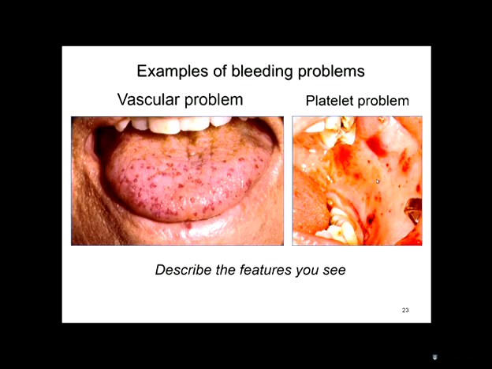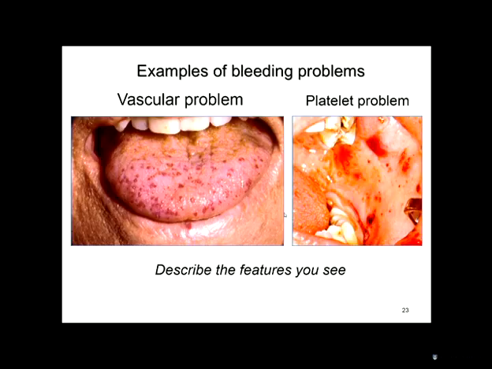So if you compare these images, you can see that vascular problems can look a little bit or a lot like petechiae and ecchymosis, like platelet problems, but do have some distinct characteristics, because oftentimes the blood is actually still intravascular, and so it will stay red or dark red rather than go through different color changes the way it does when the blood extravasates.